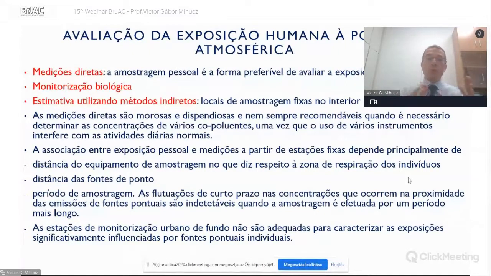And then we have to take into consideration how to extrapolate the results obtained in this case, because it depends on the distance between the fixed sampler and the human, or where the indoor air pollution source is, or how much time we sample, because it is also a question of exposure. And usually the outdoor urban background monitoring stations are not suitable to retrieve data and estimate human exposure, because they are usually not very precise from this point of view.